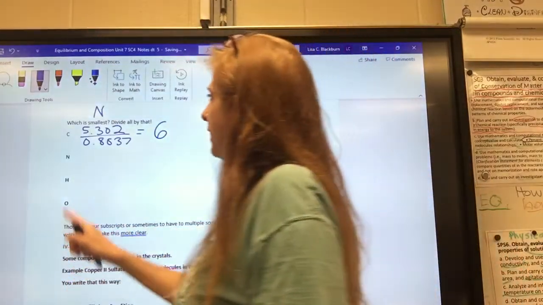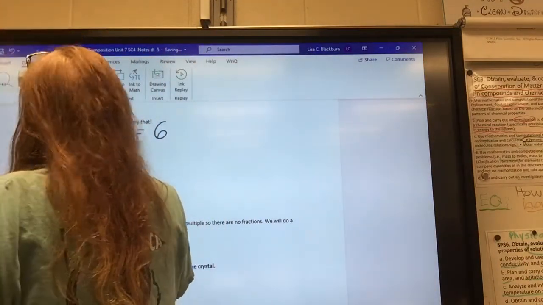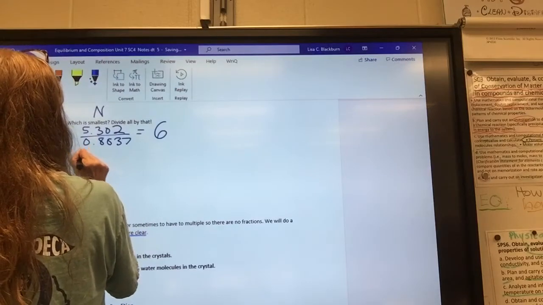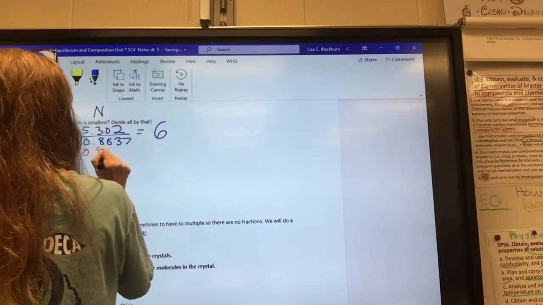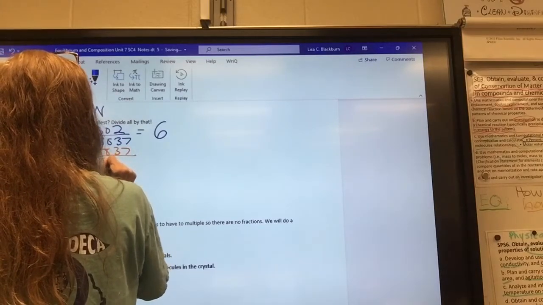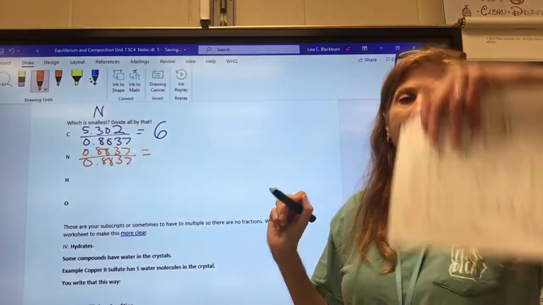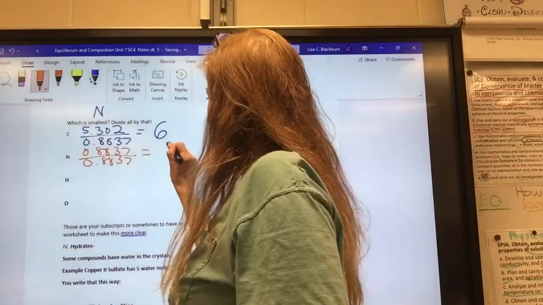So now we're going to do the next one. I don't remember what color nitrogen was. We'll make it orange. So this one is 0.8837 divided by 0.8837. And that's what? Anything divided by itself is 1.